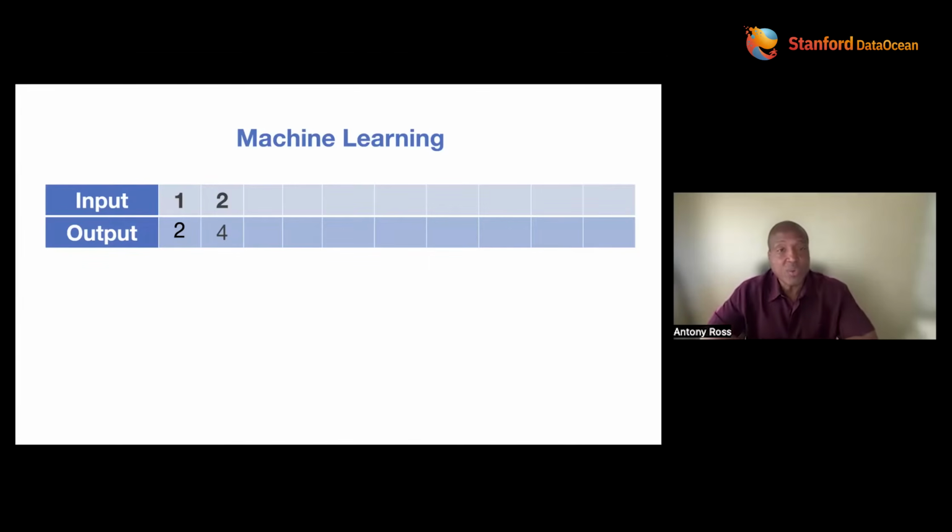Here we have you working for a company. You're the machine learning algorithm for a company, or an organization, whatever, and this is their data. Okay, 1 and 2, and 2 and 4. Can anyone tell me what the function is? If I were to give you a number here, could you tell me what the output is? Can anyone see the function?